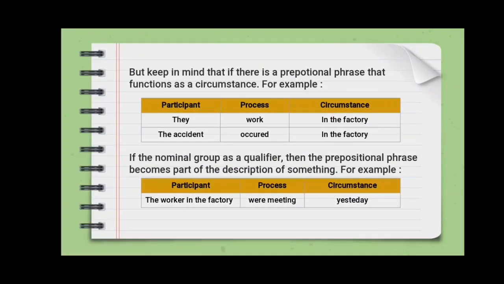But keep in mind that if there is a prepositional phrase that functions as a circumstance, for example, they work in the factory. They is a participant, work is a process, in the factory is a circumstance. If the nominal group has a qualifier, then the prepositional phrase becomes part of the description of something. For example, the worker in the factory were meeting yesterday. The worker in the factory is a participant, meeting is a process, and yesterday is a circumstance.